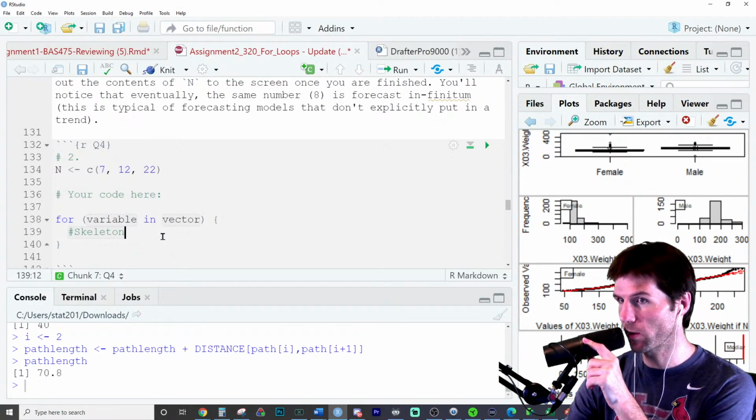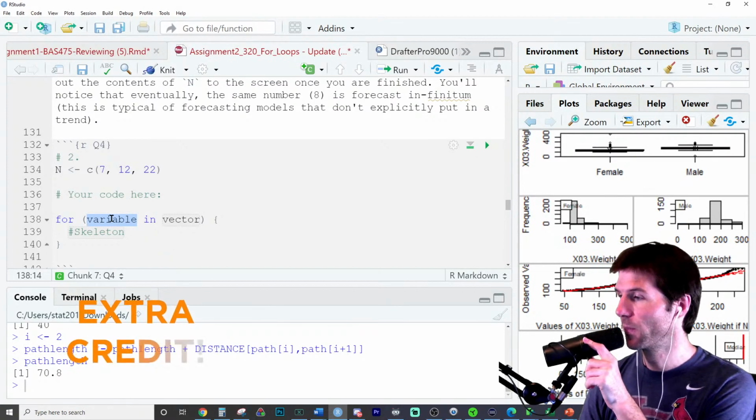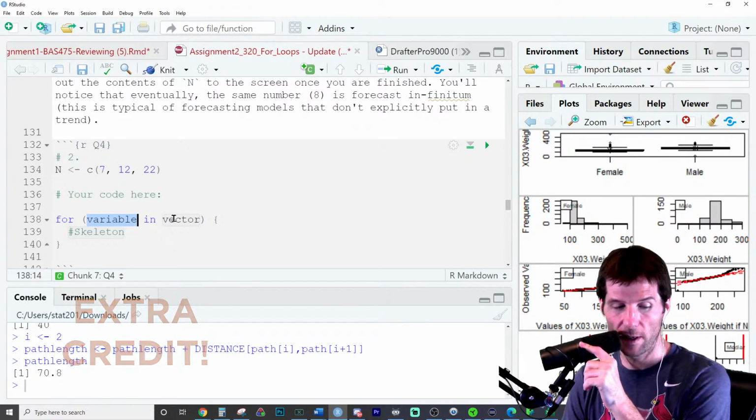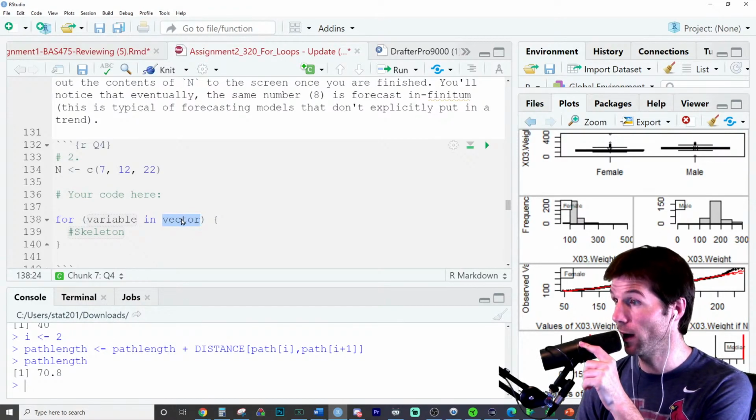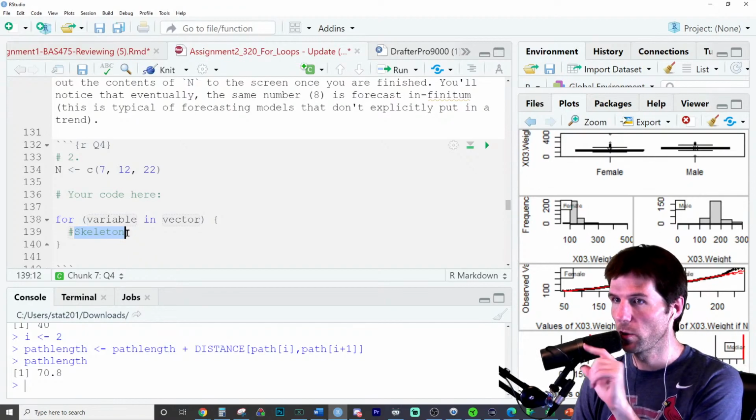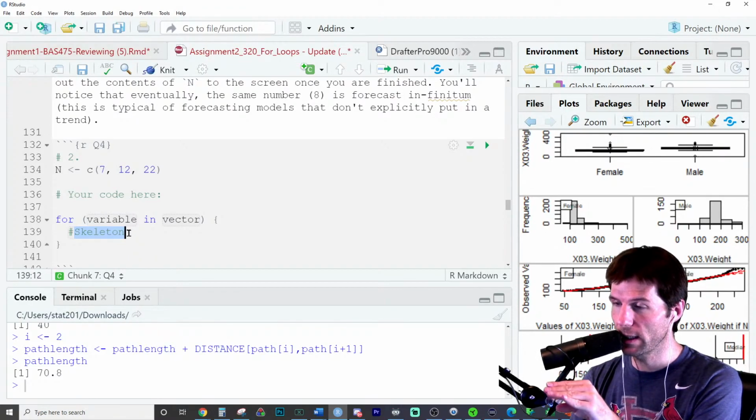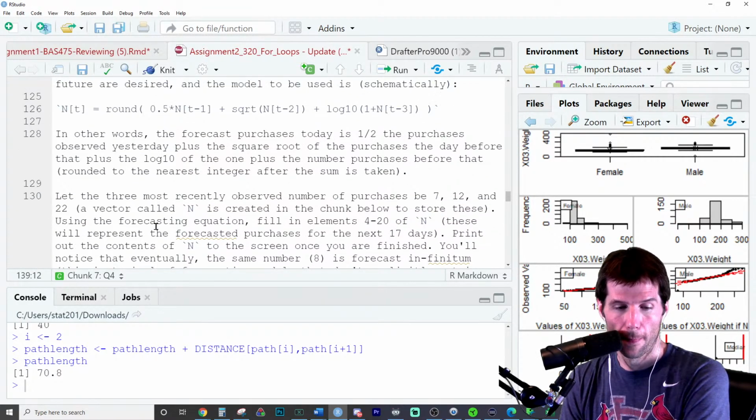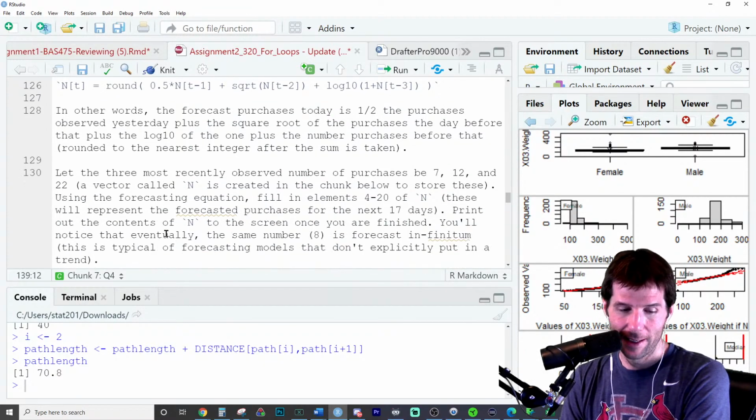Variable is one of those things. Some 20 points right there. The variable is the placeholder, what changes. The vector is another one of those things. The vector is the values it goes through, and the skeleton is the code that repeats. So we need to identify the variable, the vector, and the skeleton, so let's go up to here. I'm not going to write the answer, but maybe we'll kind of halfway say the answer.